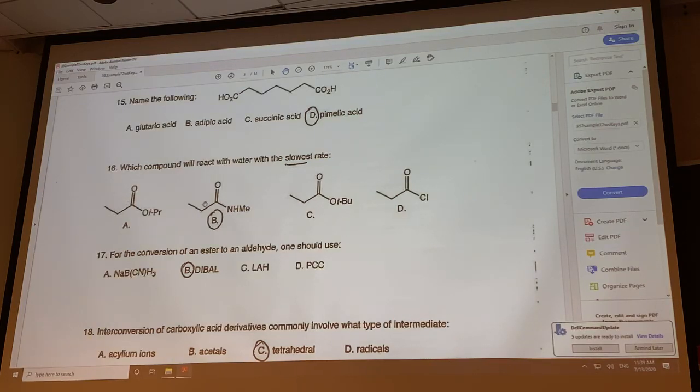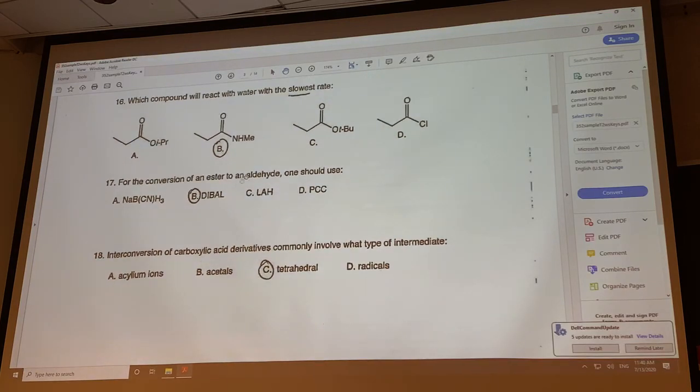Which one is the most stable? Yep, the amide. Okay, this would be the fastest. Tert-butyl, that's a hindered ester. That'd be next in slowness after the amide, and then isopropyl. Both of these would be slow, isopropyl and tert-butyl.